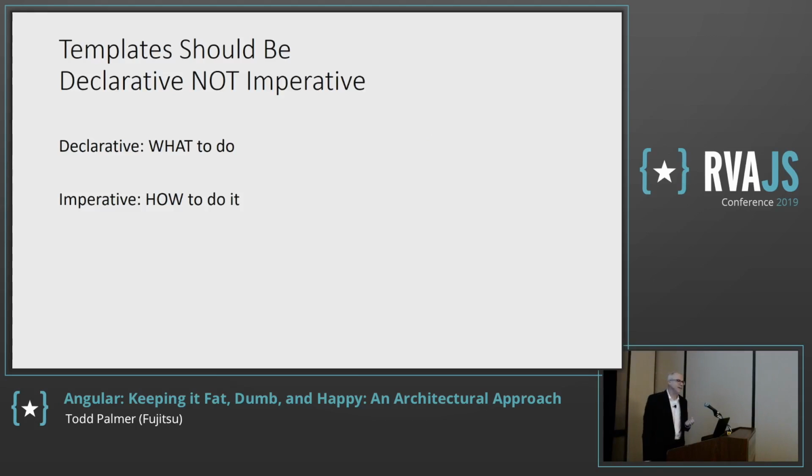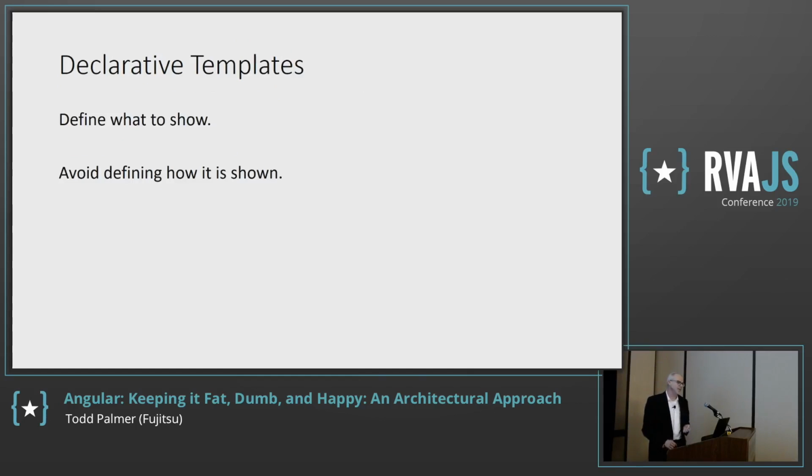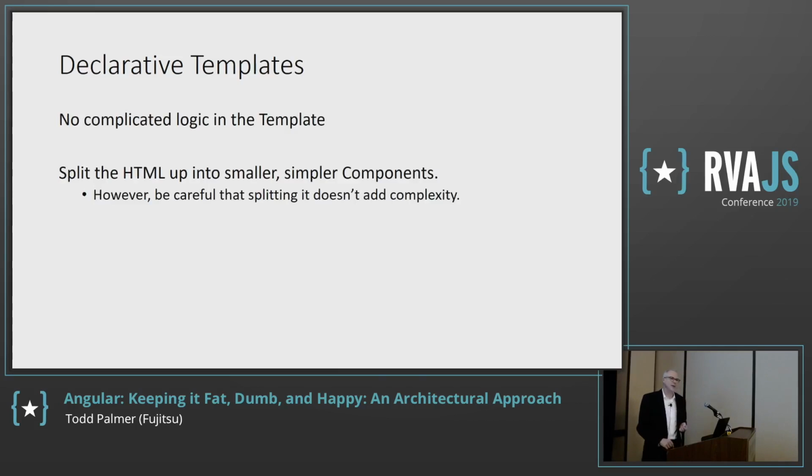So our templates should be declarative, not imperative. When we're talking about declarative code, we're talking about what it needs to do, not exactly how, not directing imperatively how it does it. So for a template, specifically, we're talking about your template defining what it wants to show and not exactly how it gets shown. In the template, we're not going to have any sort of complicated logic, even though you can put long expressions in there. Don't use multiple ands and ors in there, maybe one. Split it up into smaller components, but make sure when you are splitting it up, you're not just adding complexity by splitting it up for splitting's sake.